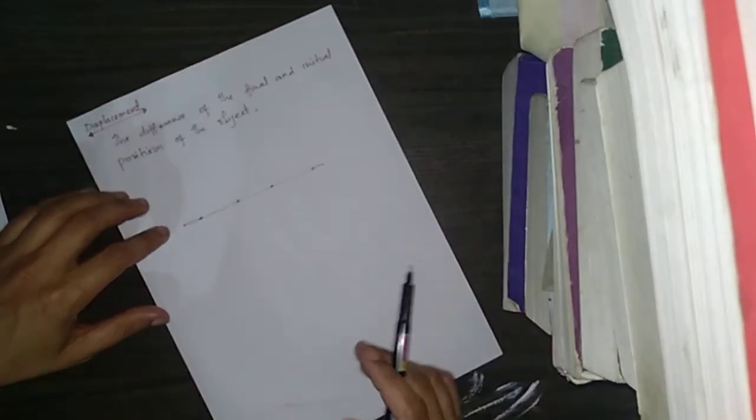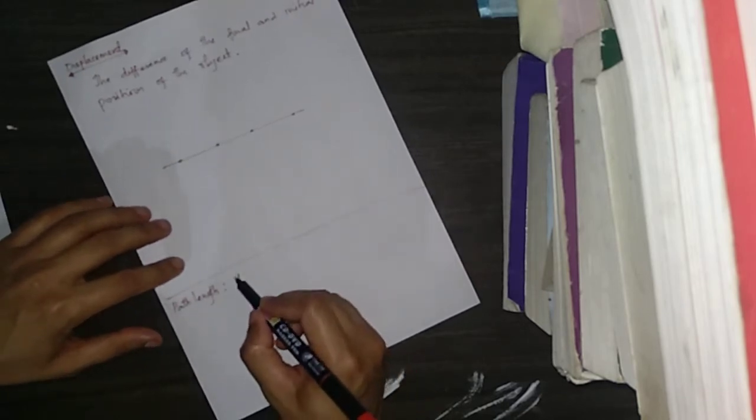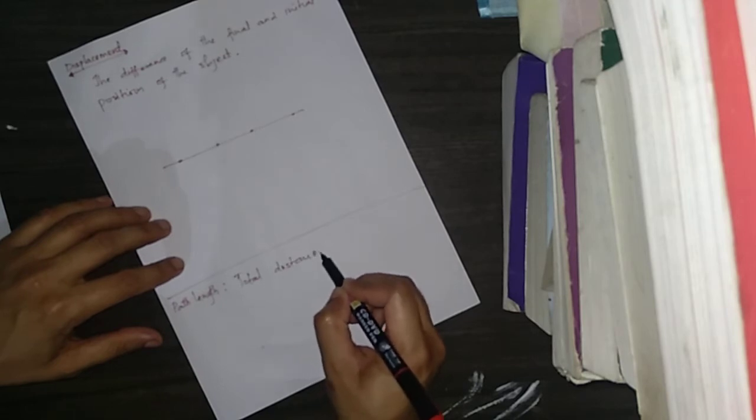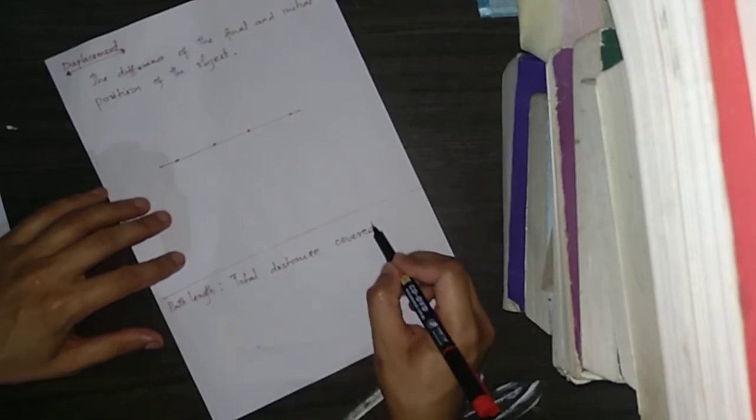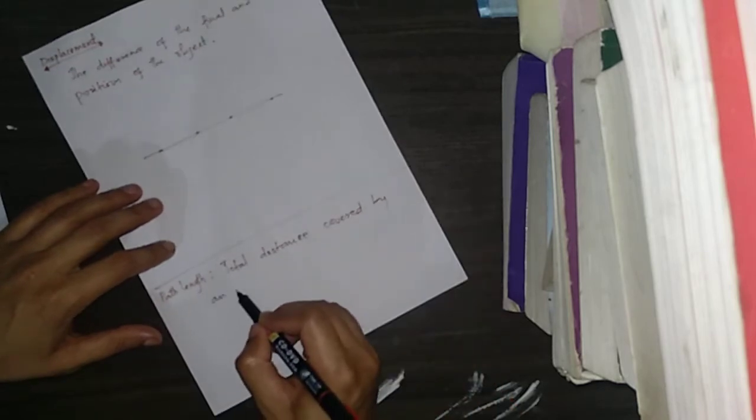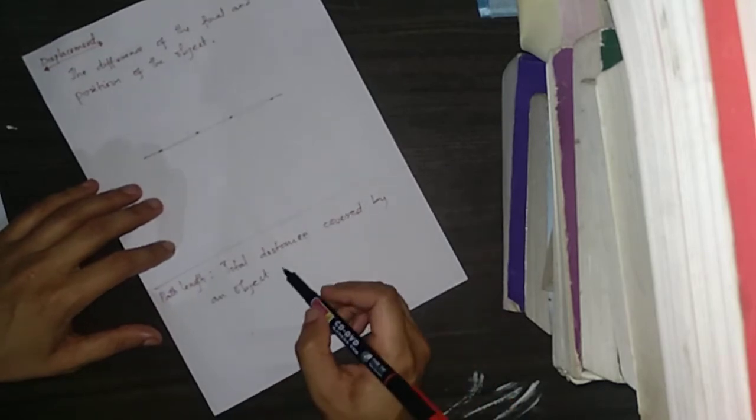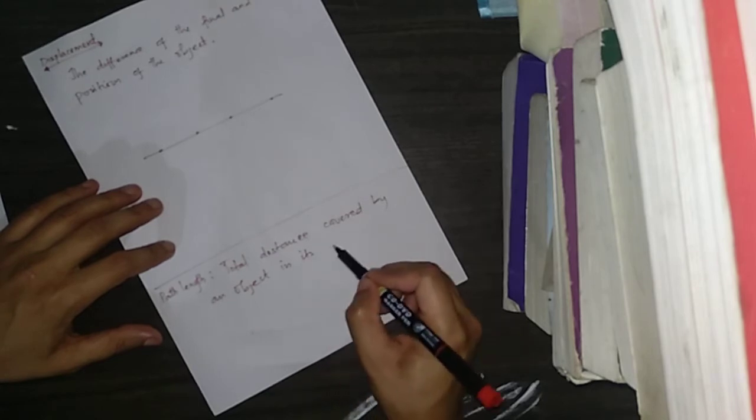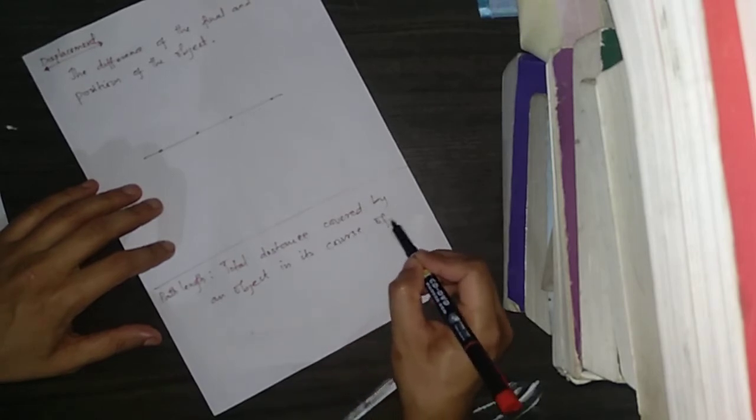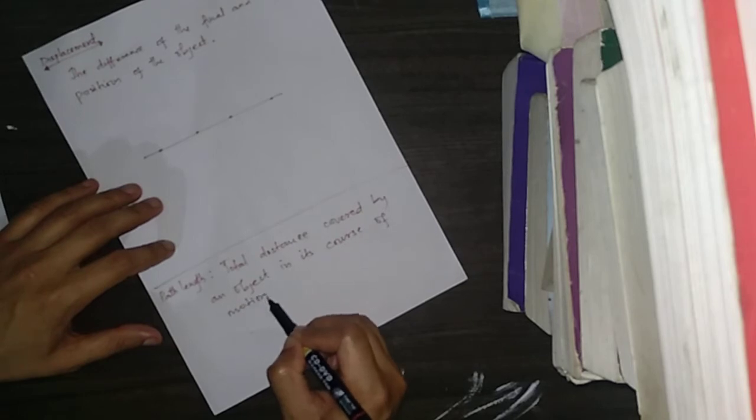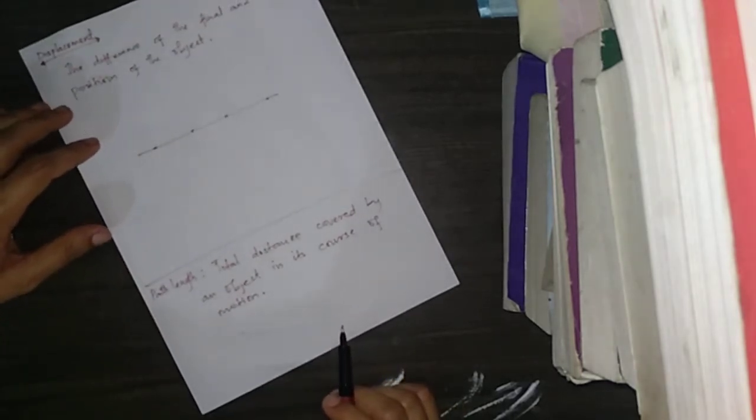Okay, before displacement I want to discuss path length. Path length is the total distance covered by an object in its course of motion. So path length is basically the total distance covered by an object in its course of motion.